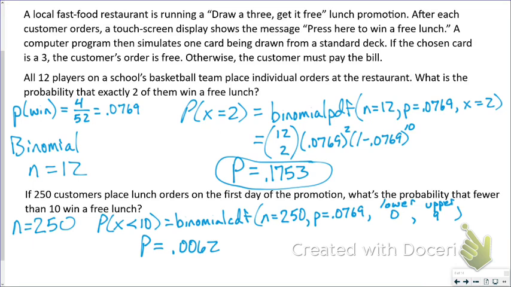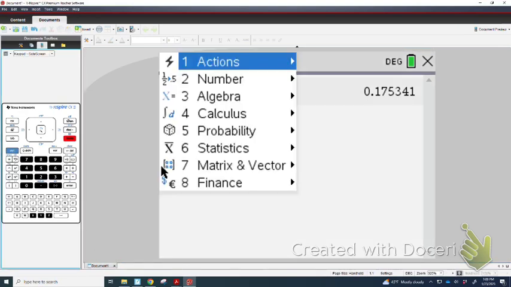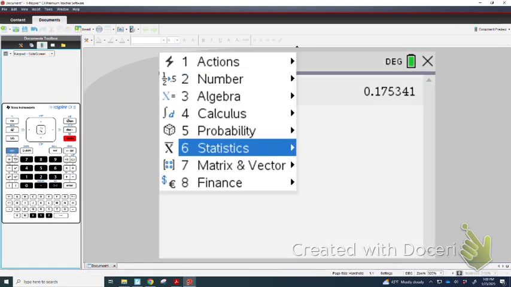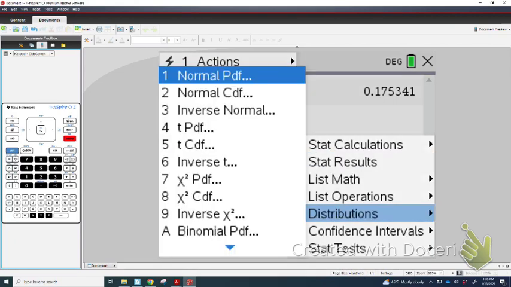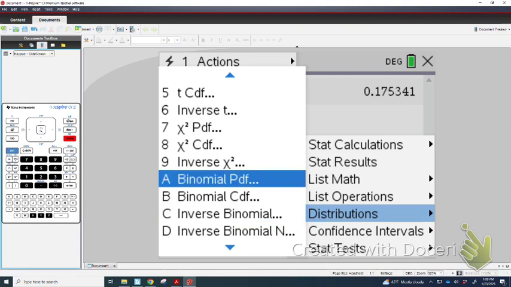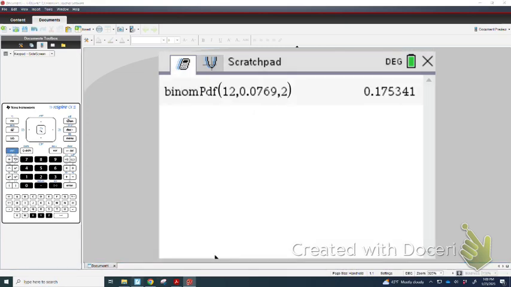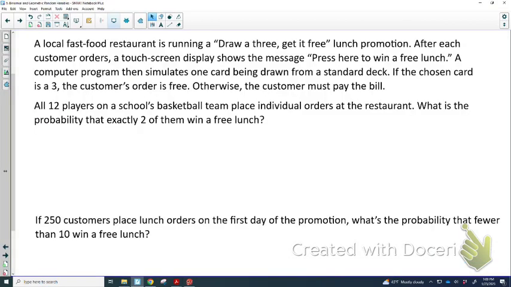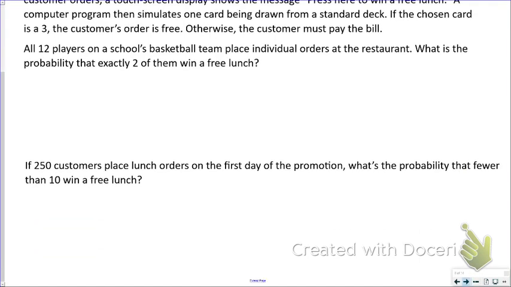All right. Binomial CDF, by the way, is right below PDF. Find it in the same spot. So go to distributions, and you've got to scroll down. So there's PDF. We want CDF. All right, moving on. I think that was the end of that one.